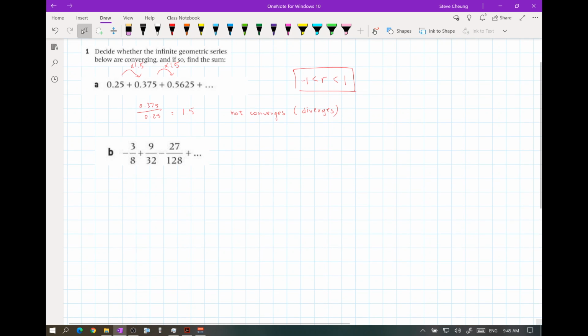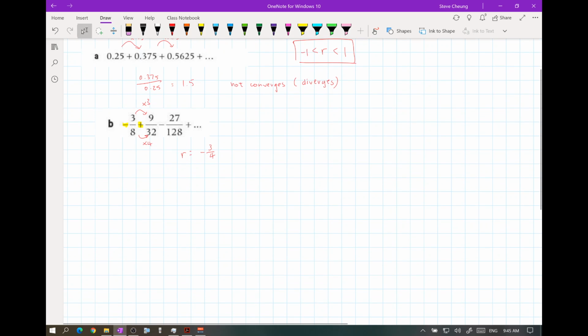Here we have fractions. If I take the ratio of the top and bottom, and also notice that this goes from negative to positive, then I will have a negative for our ratio. This is an alternating series with ratio negative 3/4. So this is between -1 and 1. If I draw another line, negative 3/4 will be somewhere near here. So we're good to go.